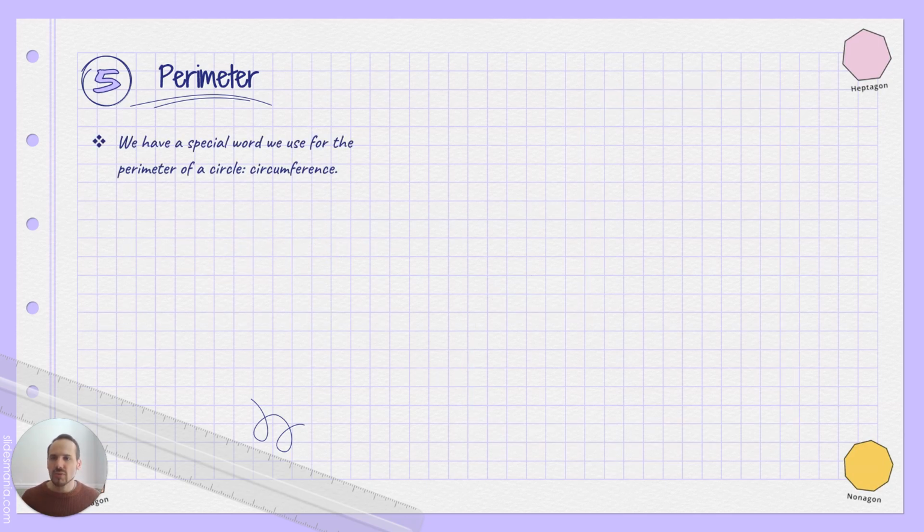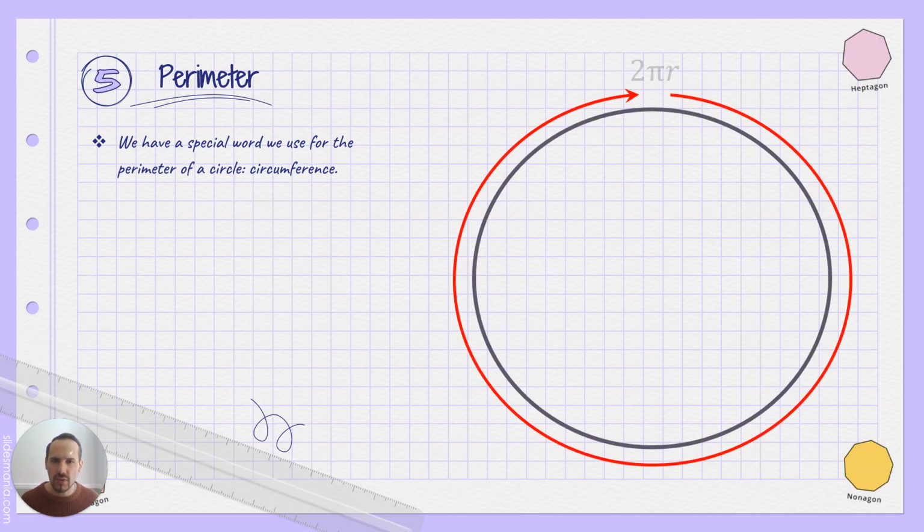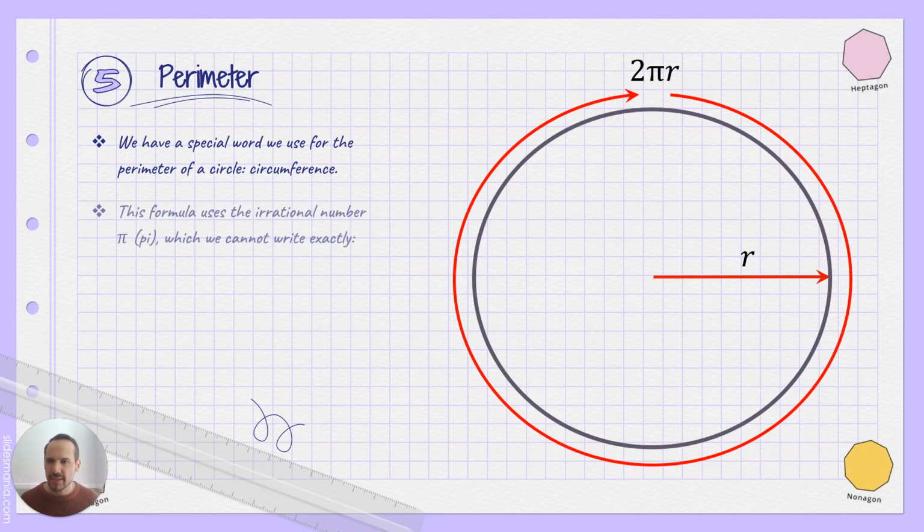So, we've got a special word for the perimeter of a circle. We've already seen this, called the circumference, which is this distance all the way around the circle. And this can be calculated via 2 pi r, where r is the radius. So you see that distance from the center to the circumference is denoted r for radius.